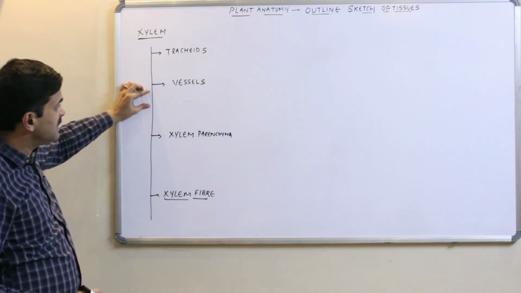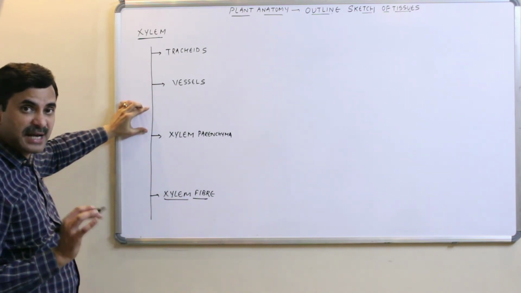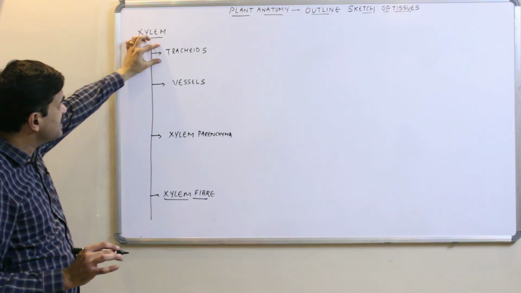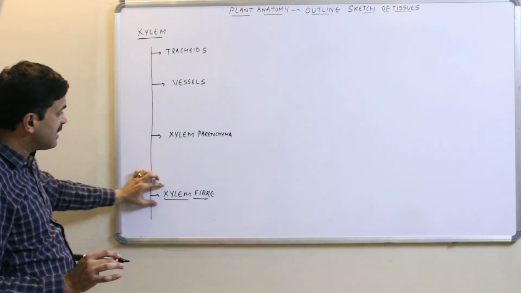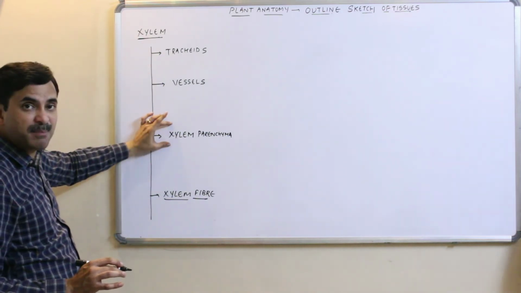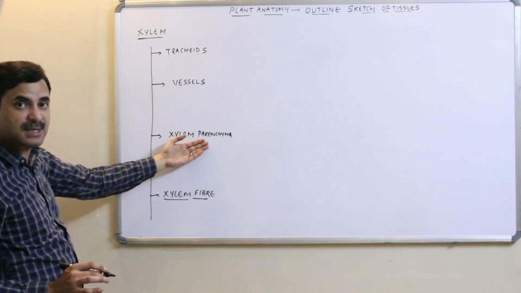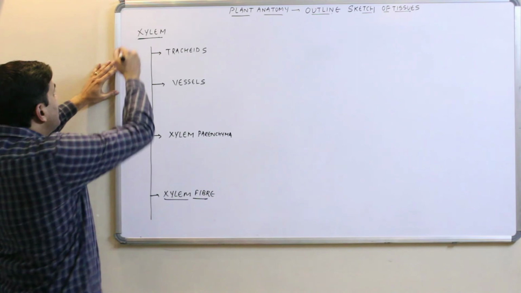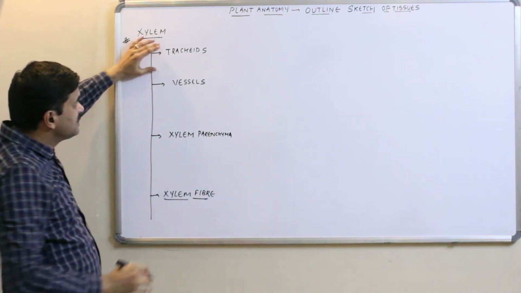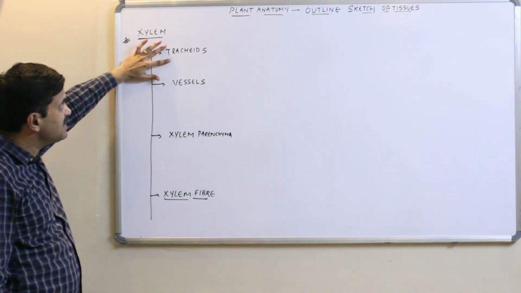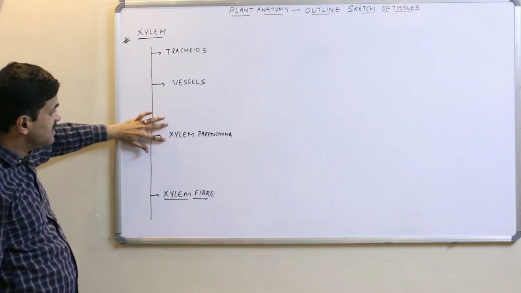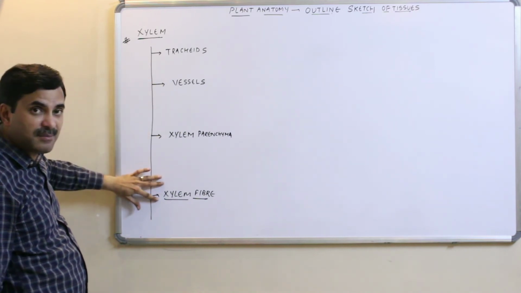Out of these four cells, three are dead. Tracheids are dead, vessels are dead, xylem fibers are dead. Only the xylem parenchyma is living in nature. As the name indicates, parenchyma is the living tissue. So xylem has how many cells? Tracheids, vessels, xylem parenchyma, and xylem fiber.